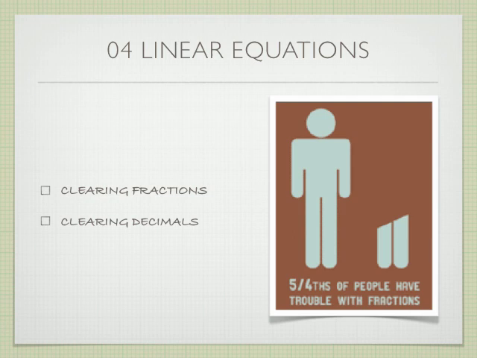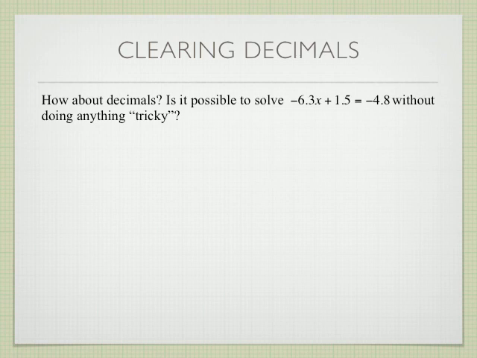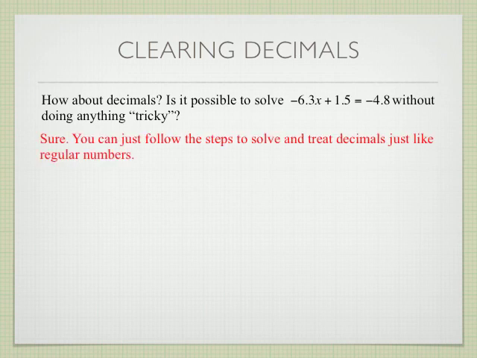Okay, now that we know how to clear fractions, we will learn how to clear decimals. How about decimals? Is it possible to solve negative 6.3x plus 1.5 equals negative 4.8 without doing anything tricky to the problem? Yeah, we just follow the normal steps, variables on one side, constants on the other. But sometimes decimals can throw people off. These ones aren't bad decimals, but some decimals really do throw people off.